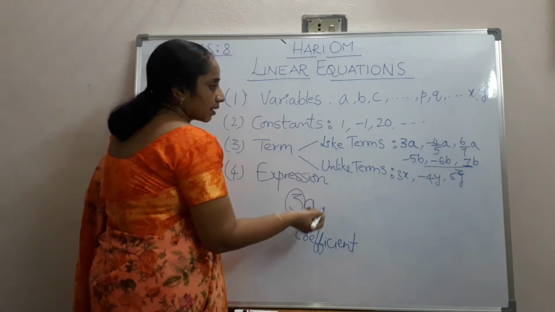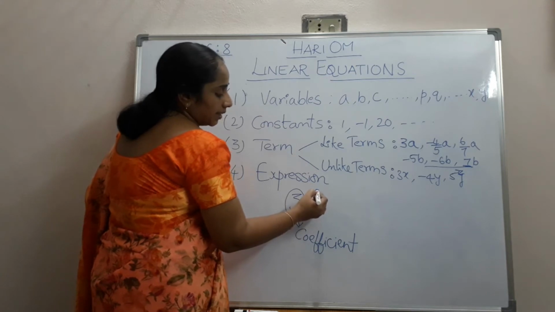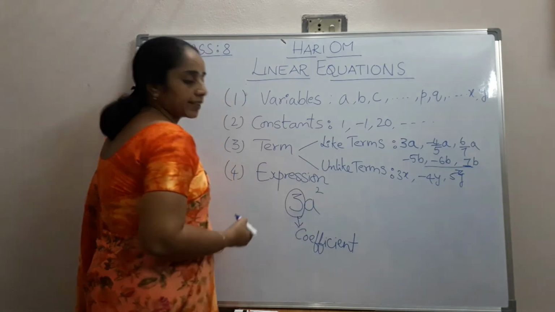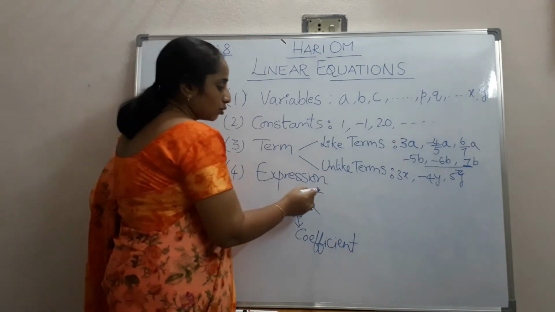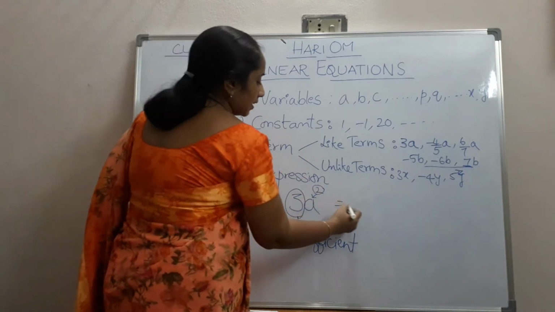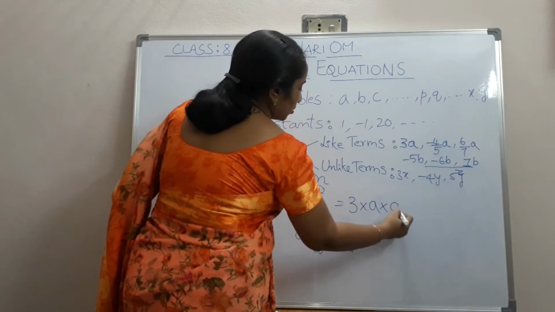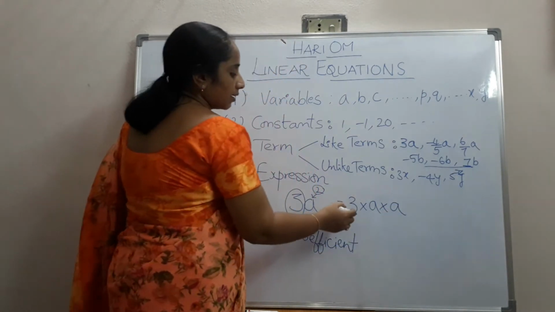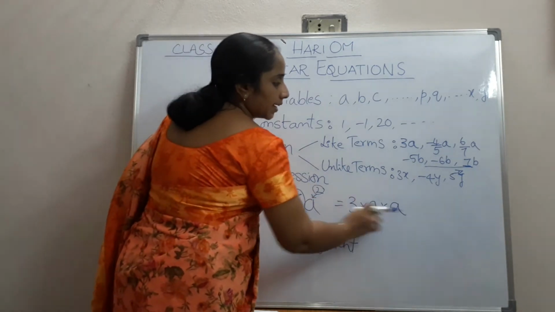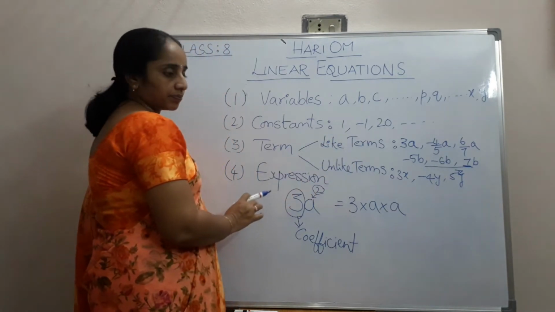And coming to the next one, it is degree. If we have any power, say a square, this 2 we call its degree. That means here we can write this as 3 into a into a. So we are writing a 2 times. So it is 3a square. So that 2 is its degree.